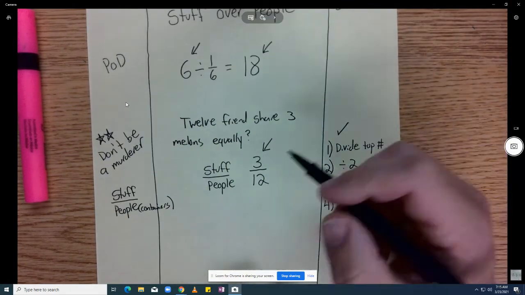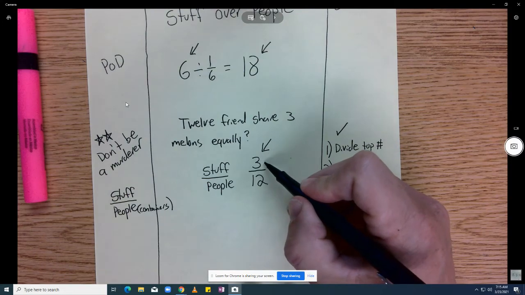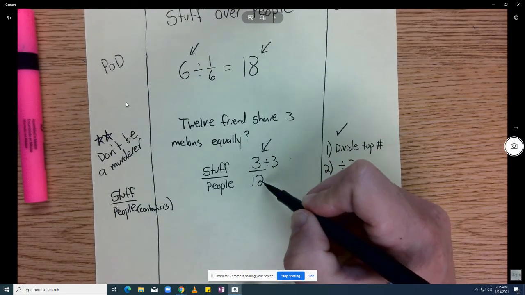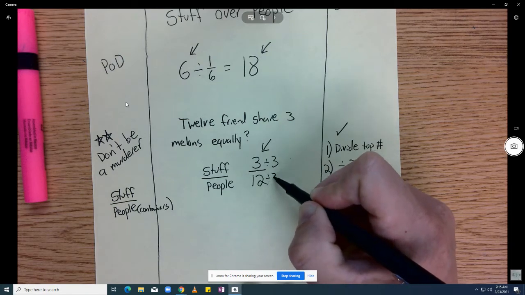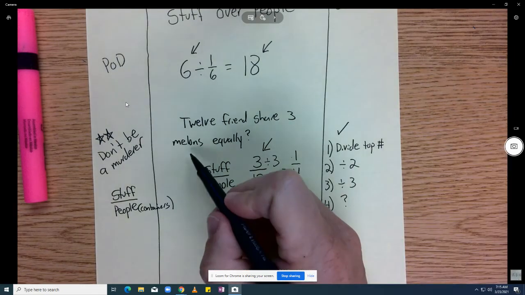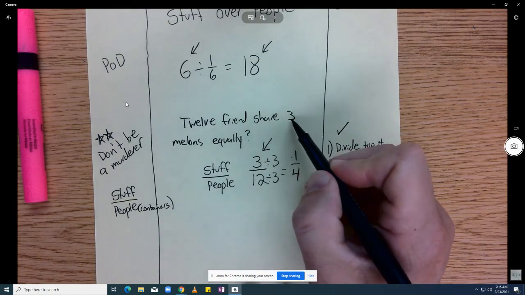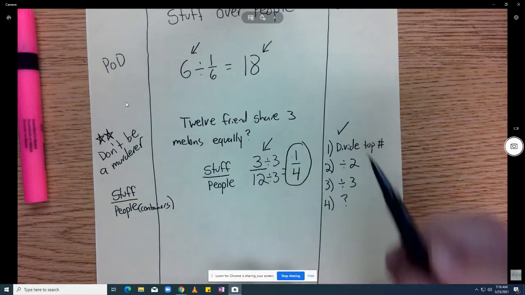So let's go like this. Can I make this smaller? Well, can you divide the top by 3? Yes. Does that also equal for the bottom? Because remember, whatever you do to the top, you have to do the bottom. Can you also divide 12 by 3? Yes. So each person, if you took 3 melons and split them, each person would get 1/4 of a melon. Okay, that makes more sense.